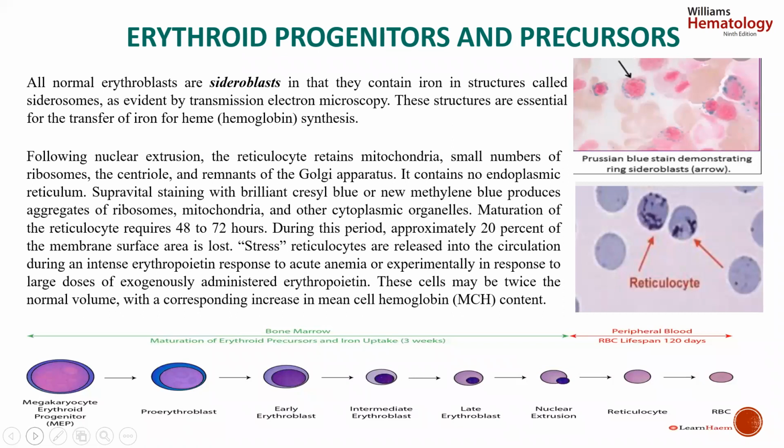Maturation of reticulocytes requires 48 to 72 hours. During this period, approximately 20% of the membrane surface area is lost. Stress reticulocytes are released into the circulation during an intense erythropoietin response to acute anemia, or experimentally in response to large doses of exogenously administered erythropoietin. These cells may be twice the normal volume, with a corresponding increase in mean cell hemoglobin content.